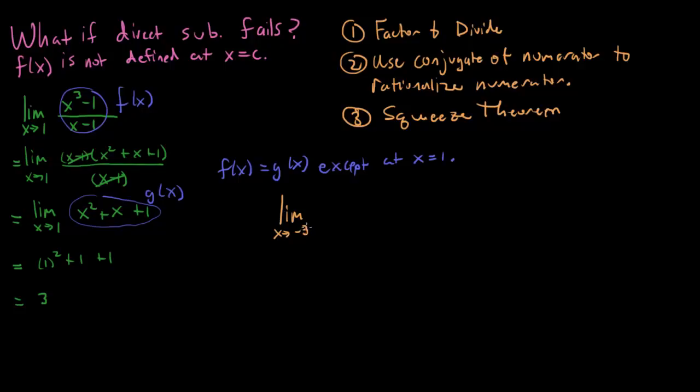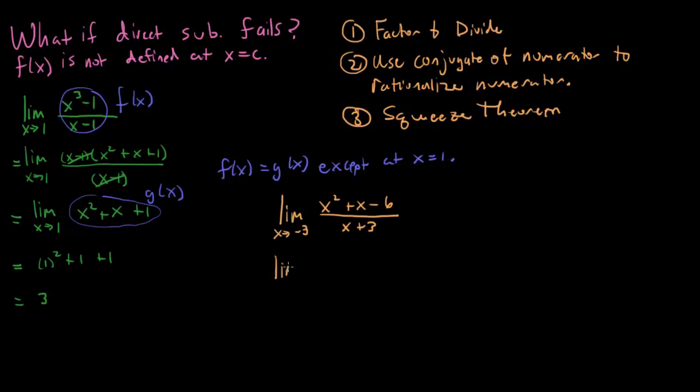X approaches -3. This isn't going to be too hard. It's x squared plus x minus 6 over x plus 3. Okay, clearly f of x is not defined at x equal -3. If you try to plug in x equal -3, clearly you get a 0 in the denominator. That's a bad deal. So what you want to do is try to factor and divide.